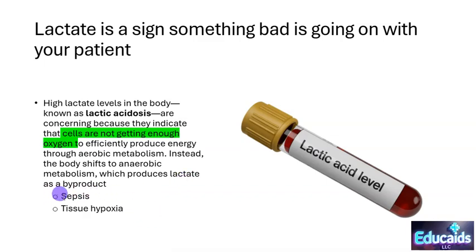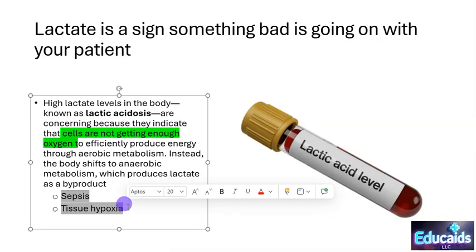Here are your two conditions that I want you to think of when you don't have enough oxygen and it's causing an increase in the lactic acid level. So sepsis and tissue hypoxia. When your patient doesn't have oxygen and they start going into anaerobic metabolism, they get a high lactic acid, and these are the two things that I want you to think of.